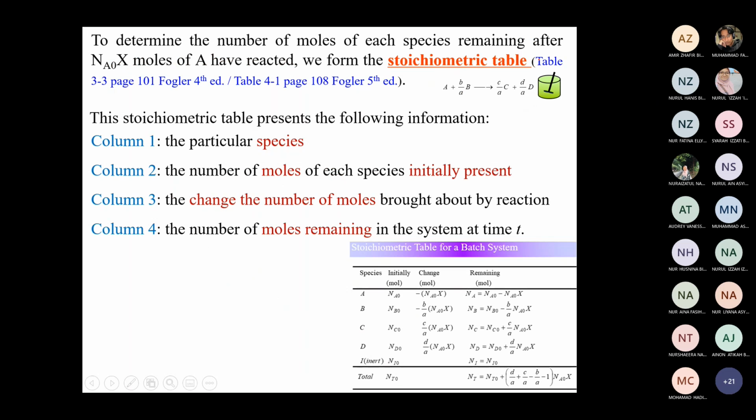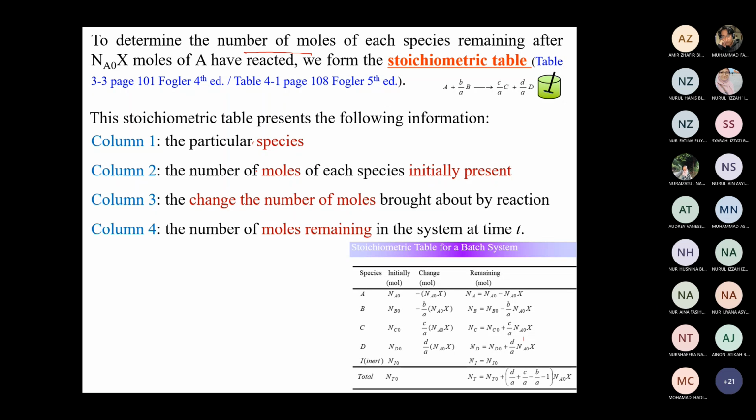Alright, so to determine the number of moles of each species remaining after NA0 X moles of A have reacted, we form the stoichiometry table. Because we need to use the stoichiometry table, if you can see at the bottom right here, for the remaining one, it will relate to the NA0 here. So we tally it into one, so that when you do the calculation, you can use this single value to obtain NB, NC, ND and so on.